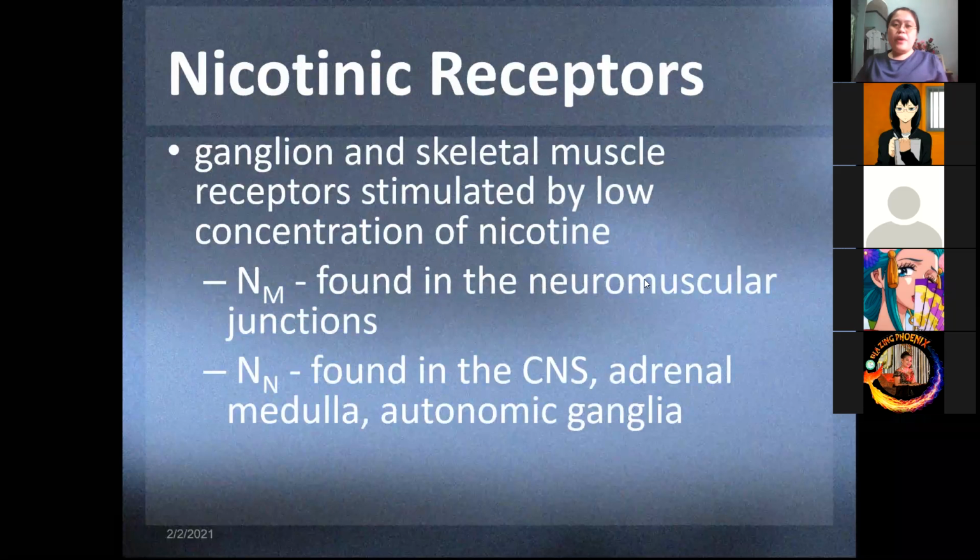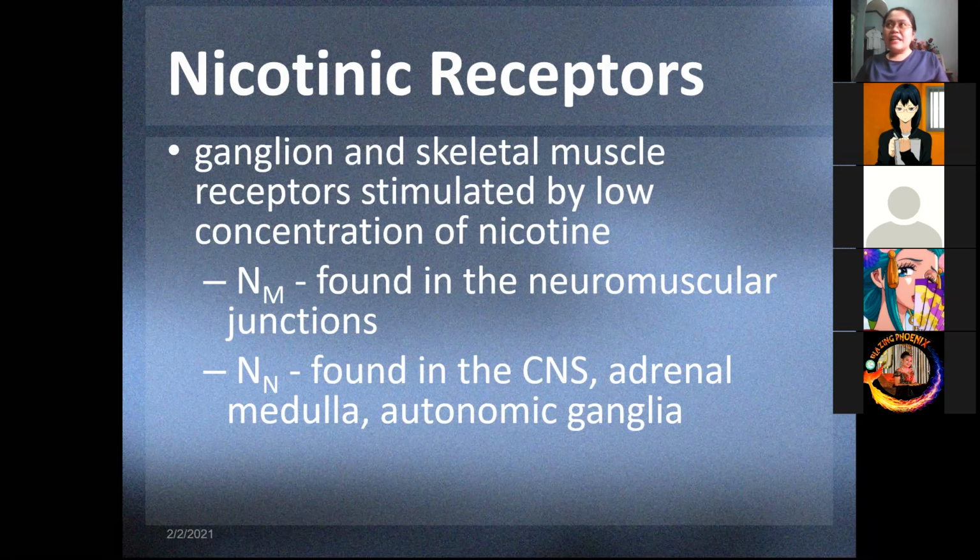None. So how about the nicotinic receptor? The nicotinic receptor can be found in the ganglion. Remember the ganglion? It's the junction between two neurons. At the same time, nicotinic receptors can be found in our skeletal muscles. So it governs the action of acetylcholine on our muscles. And it is named nicotinic receptor because this receptor is activated by a low concentration of nicotine.